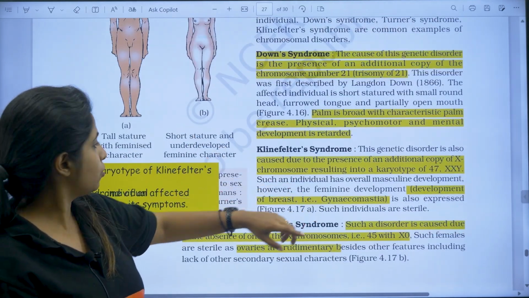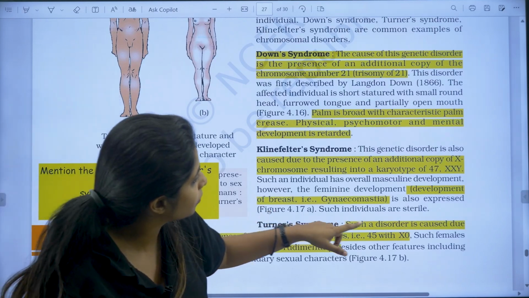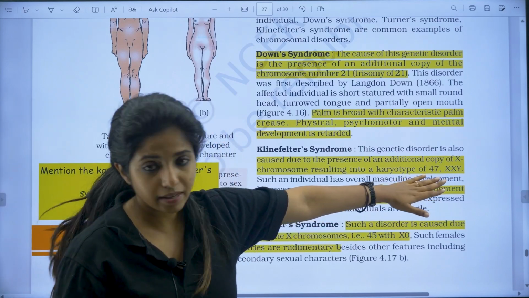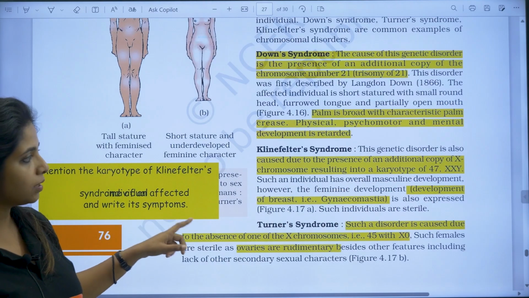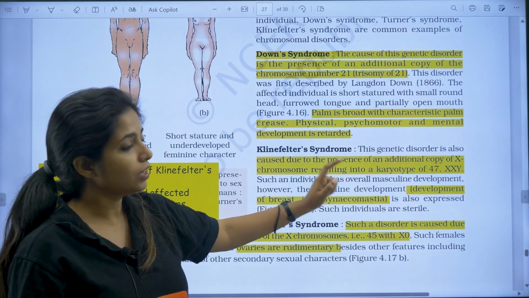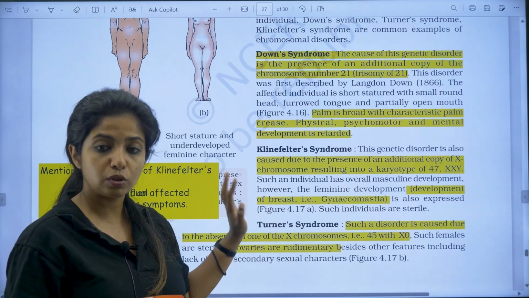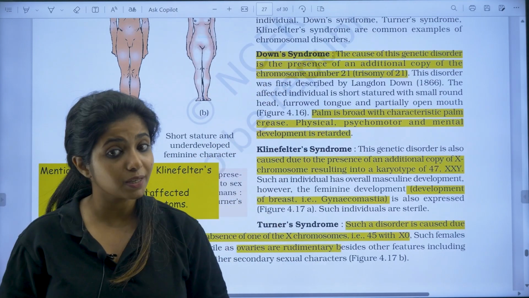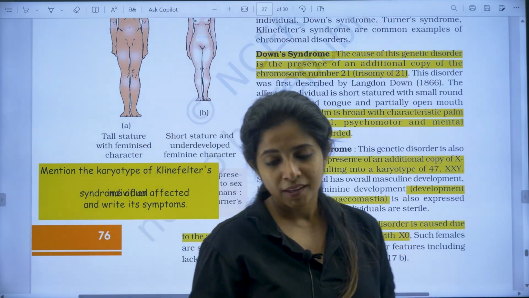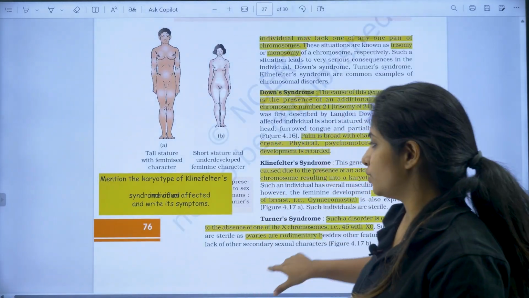So you should be knowing about all these small details. Klinefelter syndrome. Mention the karyotype of Klinefelter syndrome. This is the karyotype: 47 XXY. What happens in them? What is gynecomastia? All this you should be knowing. Similarly for Turner syndrome also. They give you a 1 mark question on the basis of this, one for each. If you're missing out, you're missing out on a lot of things. So these are the things that you should definitely know about this particular chapter.